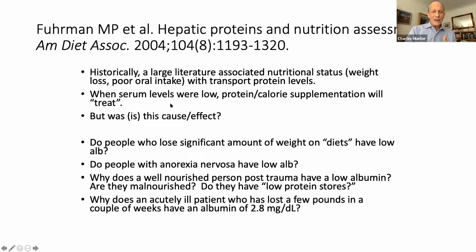More recently, another group of literature, and some other paradigms, I'll get into next. Do people who lose a significant amount of weight on diets have low albumin? If you lose 20 pounds in 2 months, will you have a low albumin? The answer is no. Do people with anorexia nervosa have a low albumin? No, it's normal. Why does a well-nourished person post-trauma in the ICU 2 days later have an albumin of 2.0? Are they malnourished? Why does an acutely ill patient who's lost a few pounds in a couple of weeks have an albumin of 2.8 or 2.2? Usually they have cancer that hasn't been diagnosed yet.